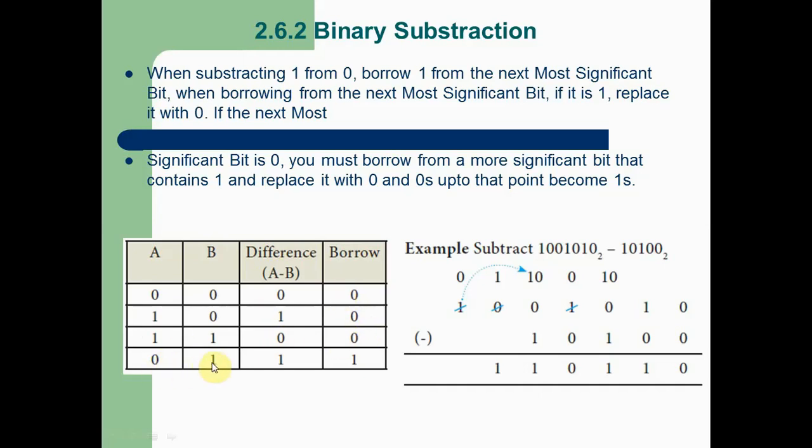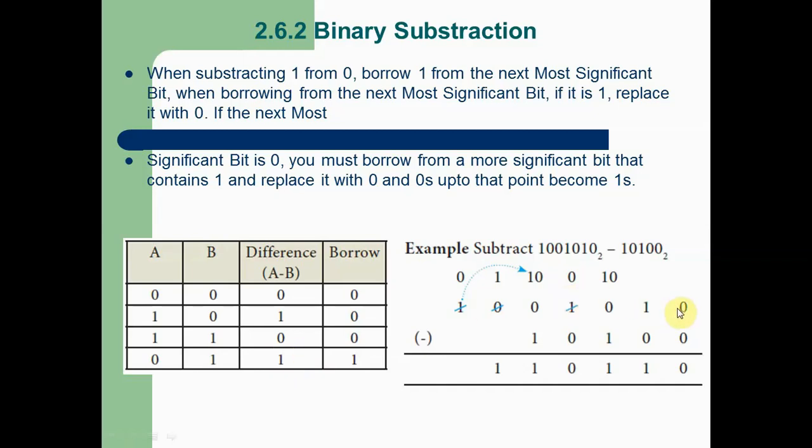But here in the last case, 0 minus 1 is not applicable in mathematical rules. So in this situation, we want to borrow 1, and the result will be 1. So 0 minus 1 is not possible, so we borrow 1. When we borrow 1 for the 0, then the result will be 1. This is the rule. So now we are going to execute this binary subtraction.